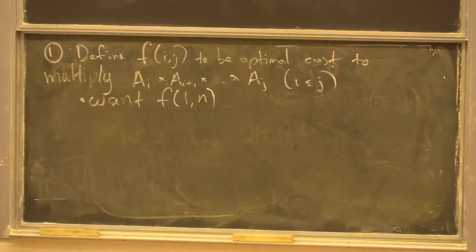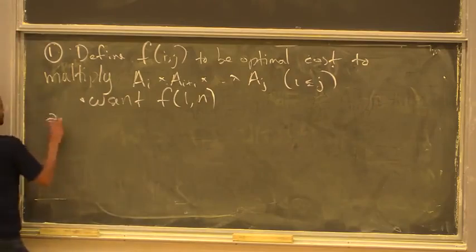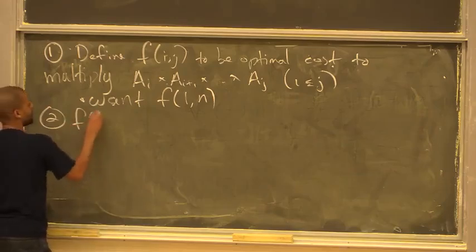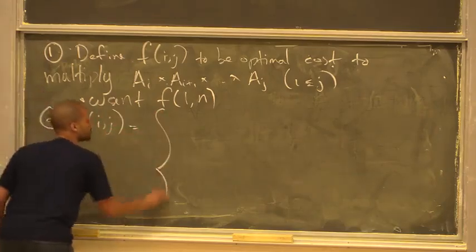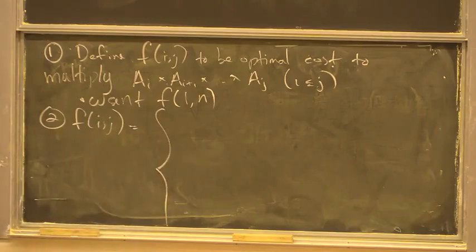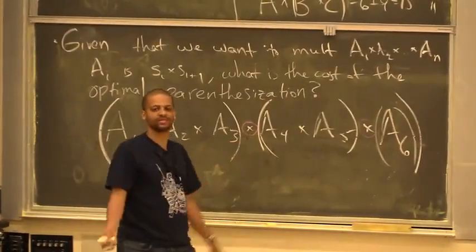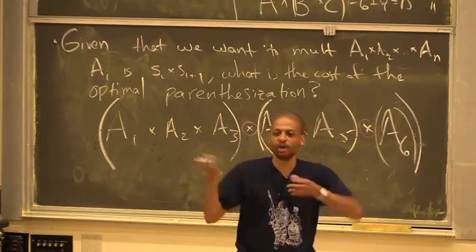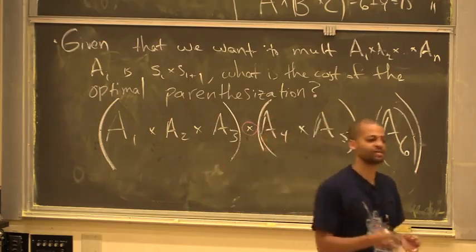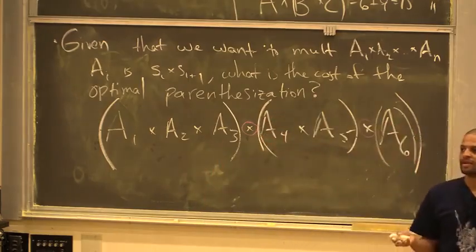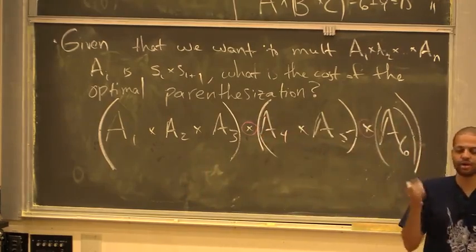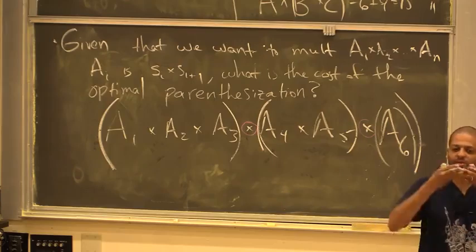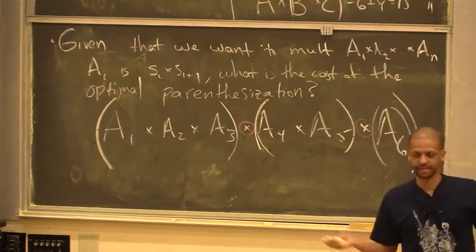Now what's the recurrence relation? f of ij equals, well, remember, we don't know which one is the last multiplication to do, right? We don't know what the best choice of last multiplication to do is. So naturally, what do we do? Brute force search. We try all possibilities for which multiplication would be the last one. Then we say, if this is our last multiplication, what would our cost be? And then we choose the min over all of those, right?